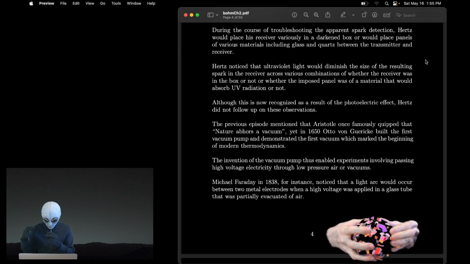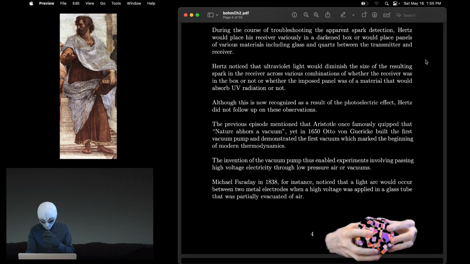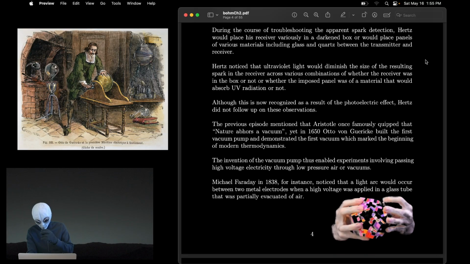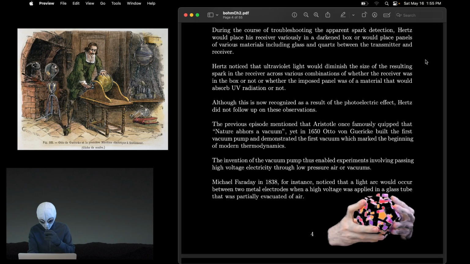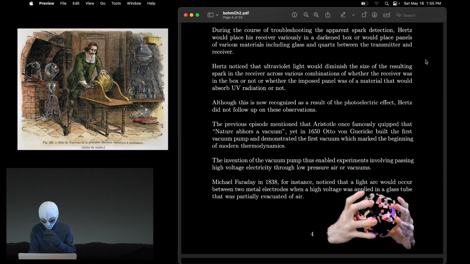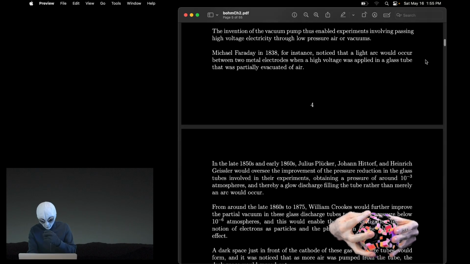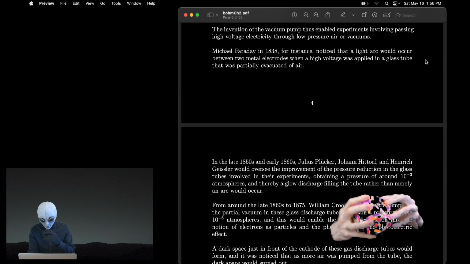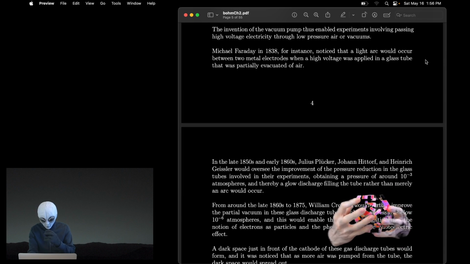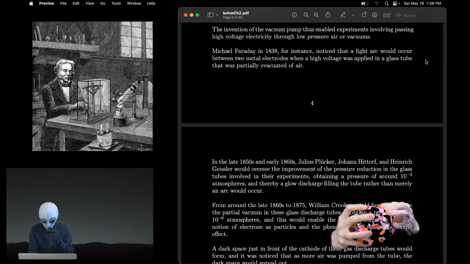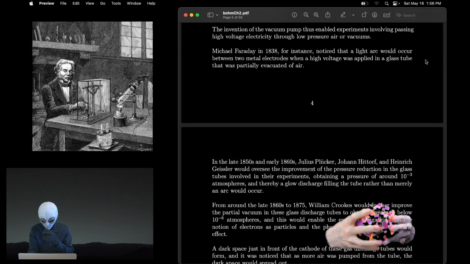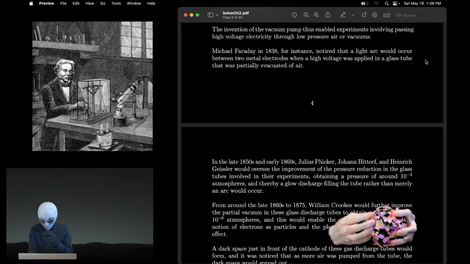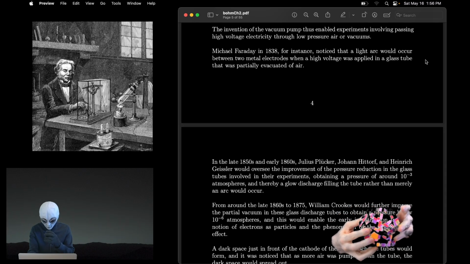The previous episode mentioned that Aristotle once famously quipped that nature abhors a vacuum, yet in 1650 Otto von Guericke built the first vacuum pump and demonstrated the first vacuum, which marked the beginning of modern thermodynamics. The invention of the vacuum pump thus enabled experiments involving passing high-voltage electricity through low-pressure air or vacuums. Michael Faraday in 1838, for instance, noticed that a light arc would occur between two metal electrodes when a high voltage was applied in a glass tube that was partially evacuated of air.